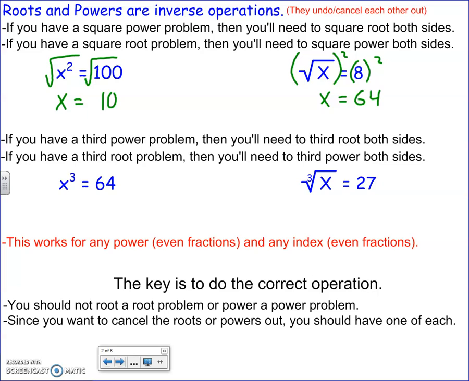This idea works for third powers, fourth powers, fifth powers, or any powers. So here, x to the third power is 64. I'm going to cube root both sides to get rid of that third power, and I get x equals 4.